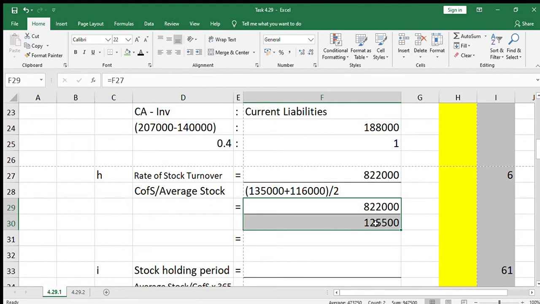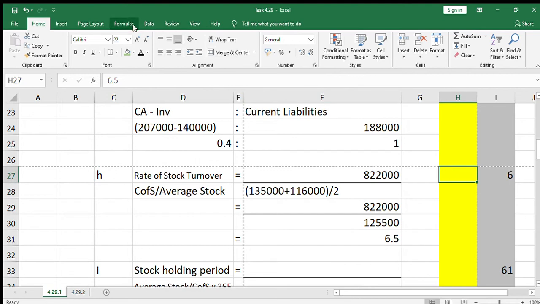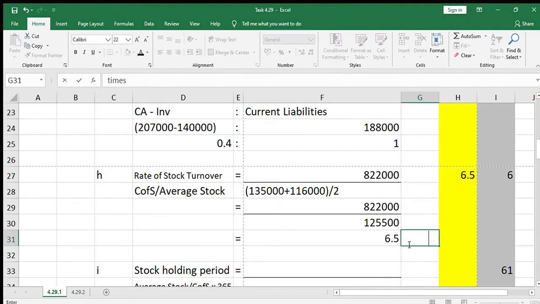This part here, you will only have to show the top part, right? Okay, and that gives us an answer of 6.5 times. Okay, here you can write times so that we know that the stock has turned over 6.5 times this year.